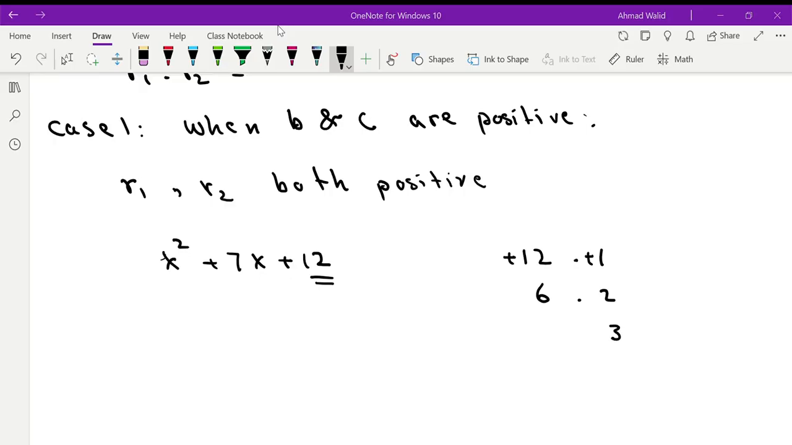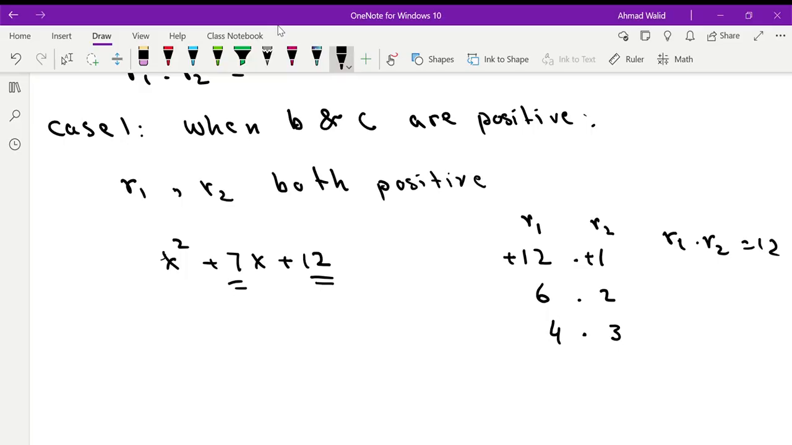3 times 4 also gives me 12. There is no other number to multiply that gives you 12. Now, when you list all these factors, look for which pair, if you add them, gives you 7. It means one of them is your R1, one of them is R2, correct? R1 times R2 gives you 12.